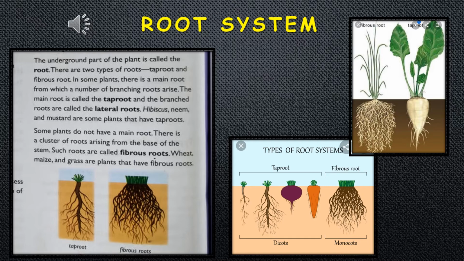So I think you have got the idea of the root system. The first one is the taproot, and the other is the fibrous root. What are the examples exactly? Some examples of the taproot system are carrot, hibiscus and neem, and for the fibrous one, grass, wheat, rice and marigold. These are some of the examples.